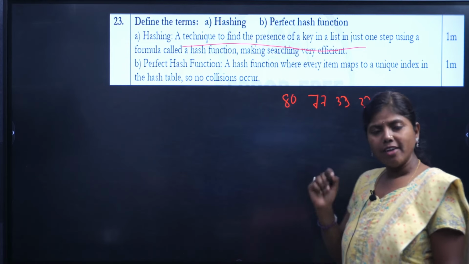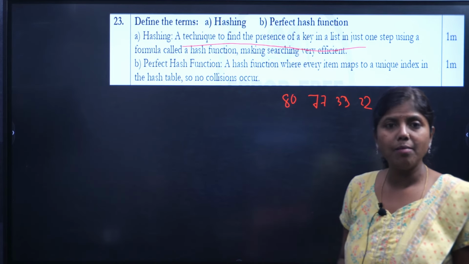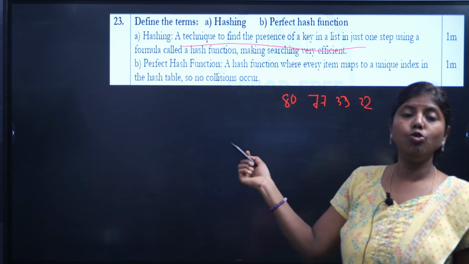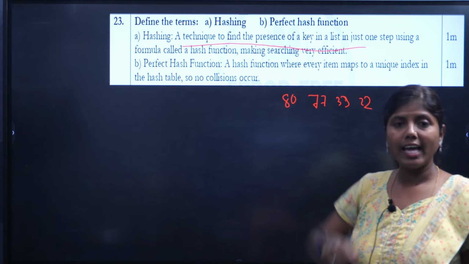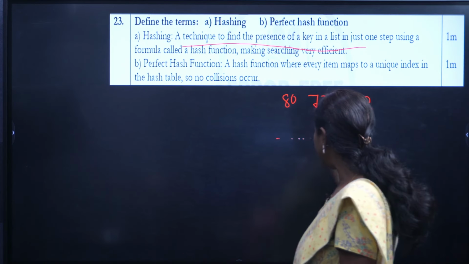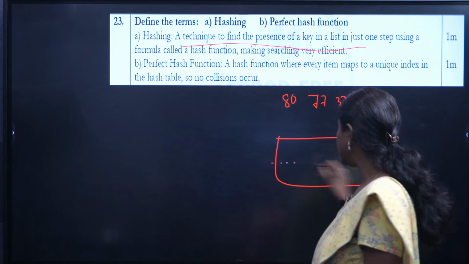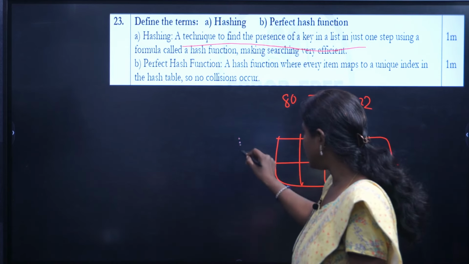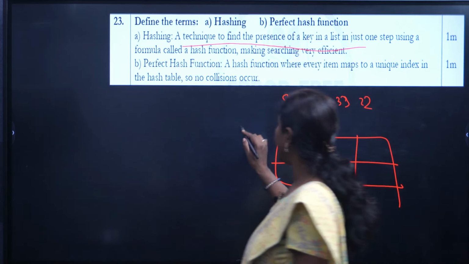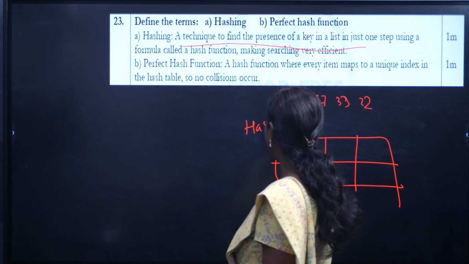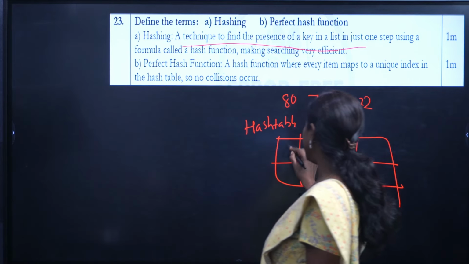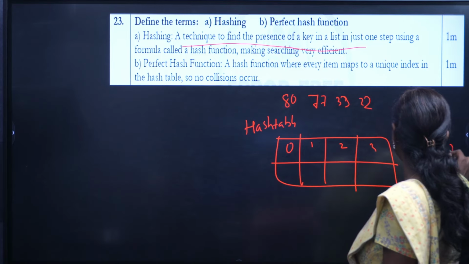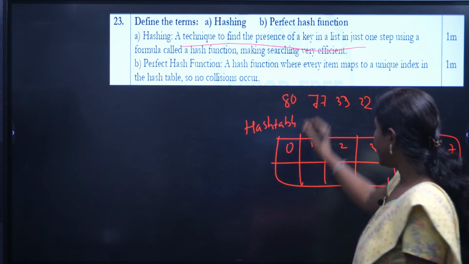How do we do it? Very simple. For each and every element, we store it in the corresponding index value given by the hash function. There will be something called a hash table. This is called hash table. Store 80, with indices 4, 5, 6, 7. So I'm going to store this 80 here.